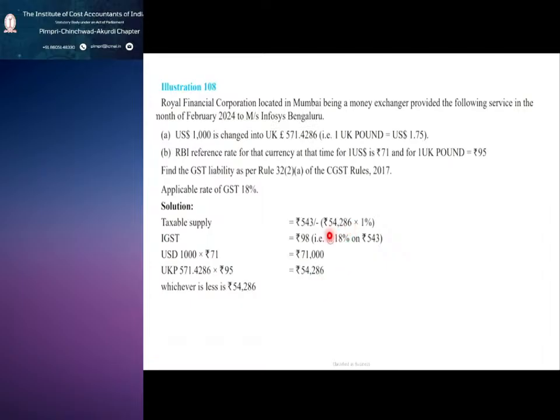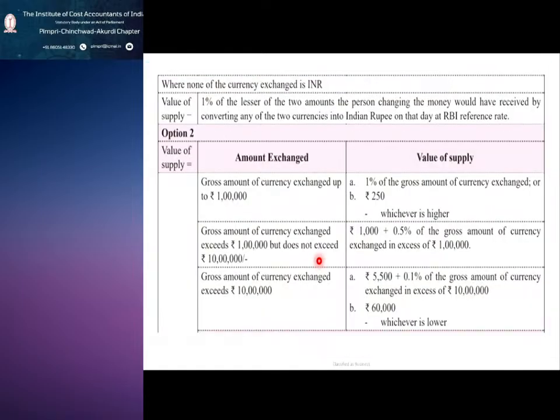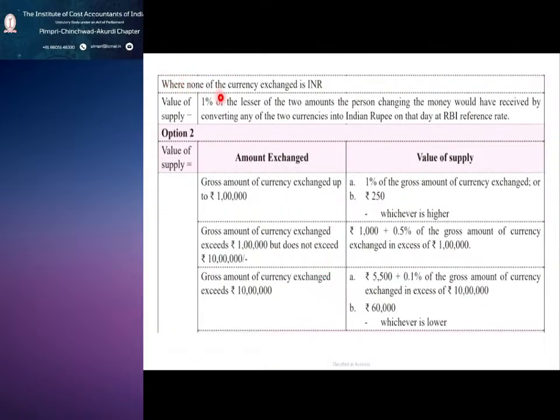54,000. On 54,000, the taxable value is, you have to restrict to 1%, so it is 543. On that, not CGST, SGST, since both are cross currencies, directly IGST 18%. So CGST and SGST are not applicable in case of cross currencies. So these are like a formula you need to remember, no option here. This is where none of the currency is exchanged in INR.